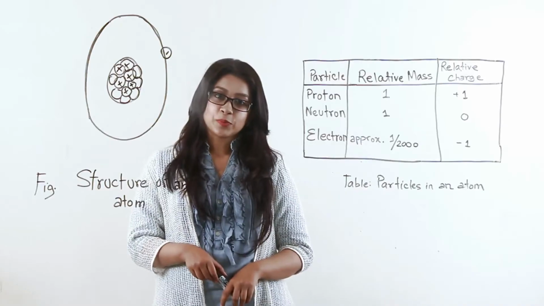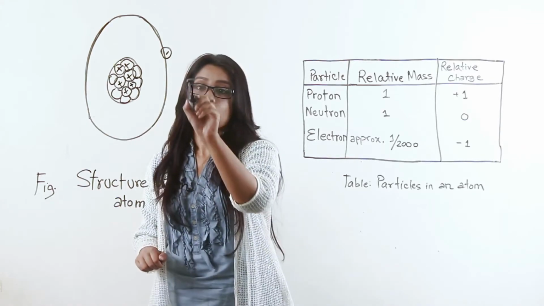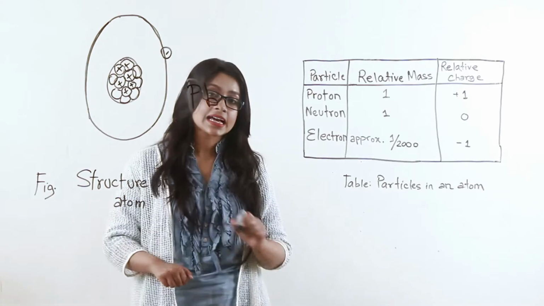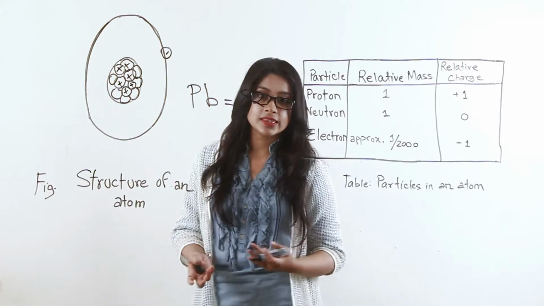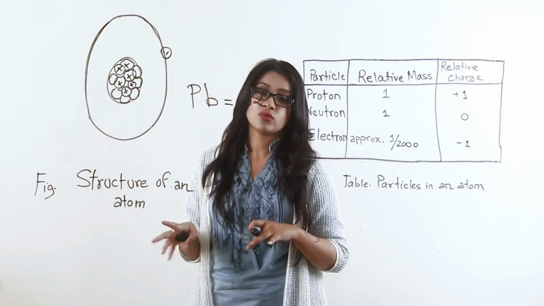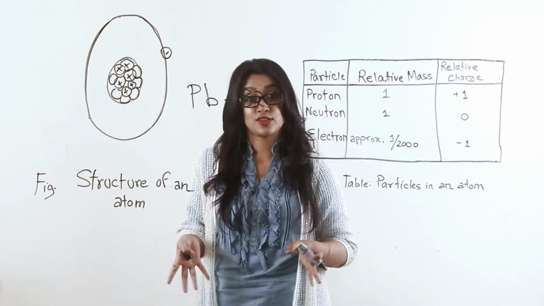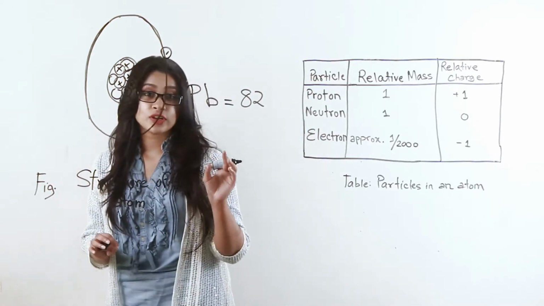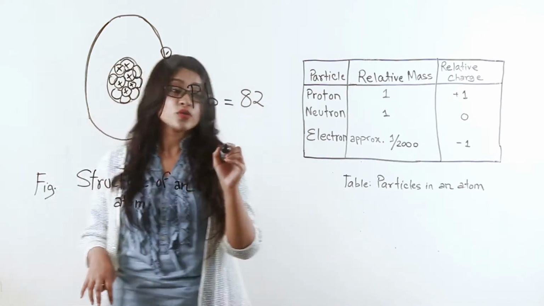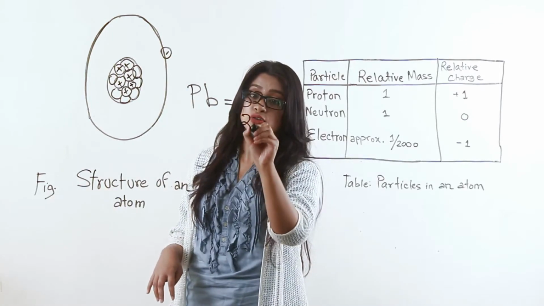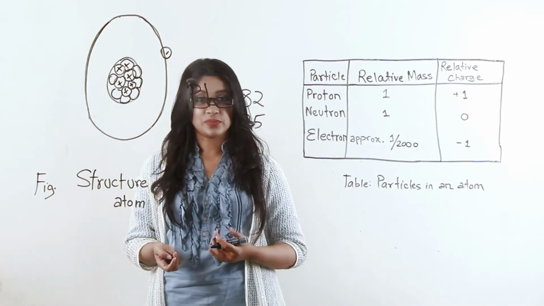For example, the element lead in the periodic table, which has the symbol Pb, has 82 protons, and you might think that the number of neutrons is somewhere around 90 or 85 or maybe even 95. No, that's not the case. See, in the case of an element with a high atomic or proton number such as lead, the number of neutrons increases up to 125, making a lead atom very heavy.